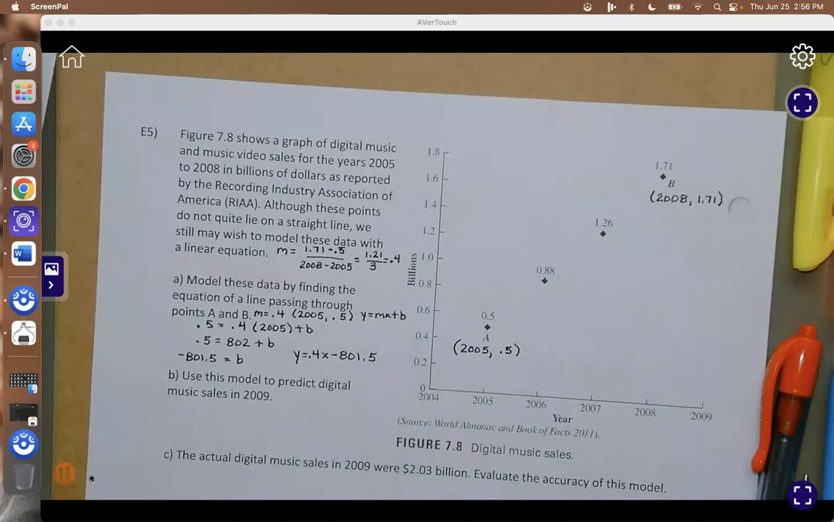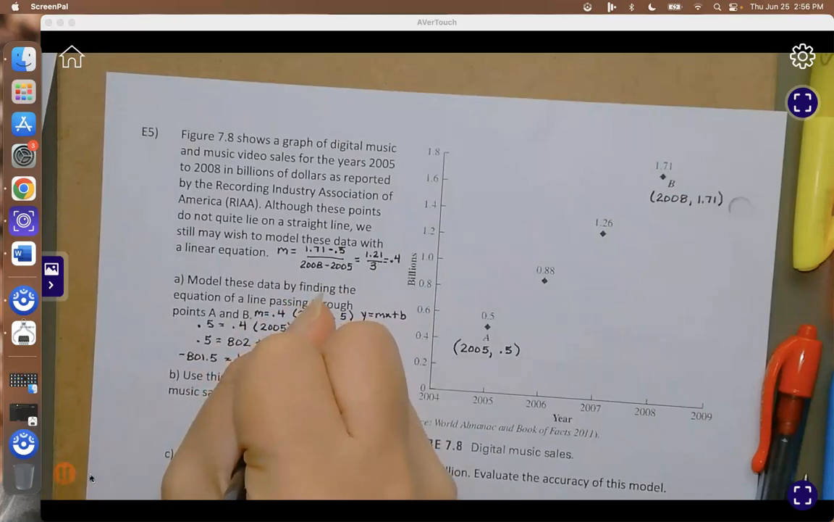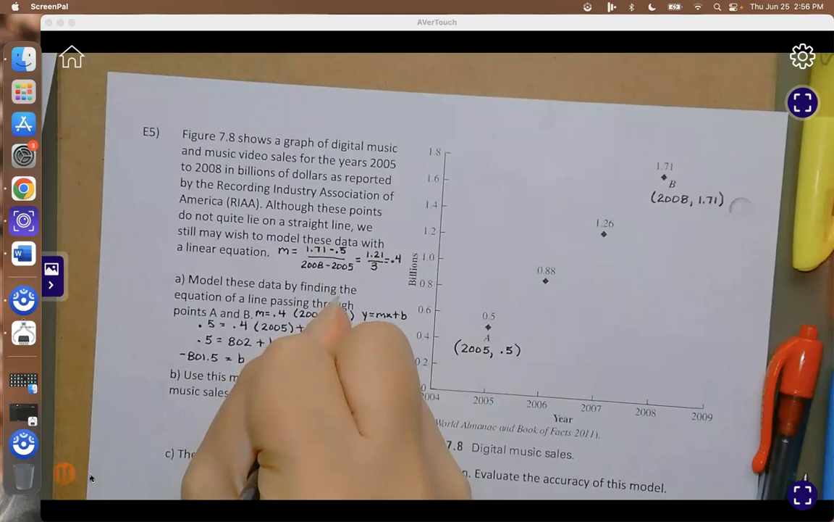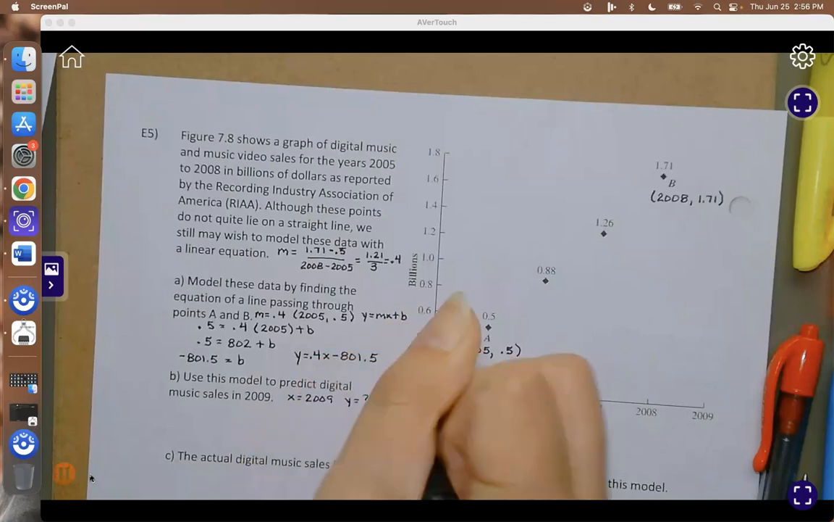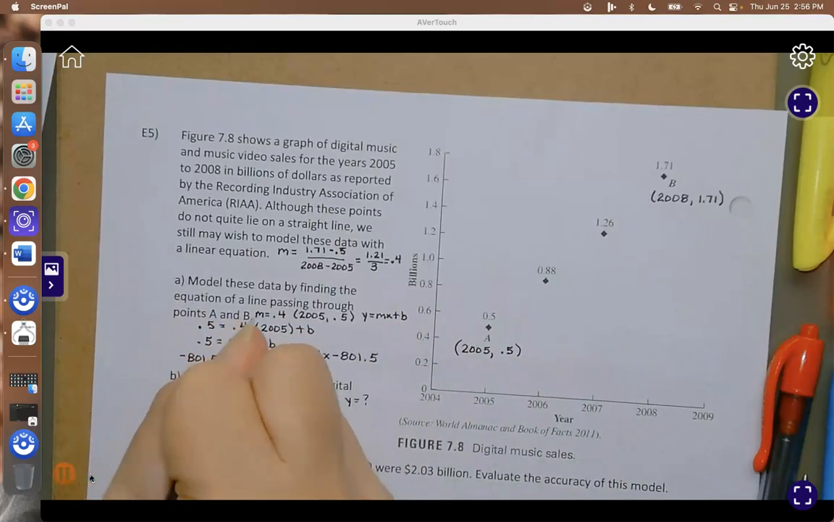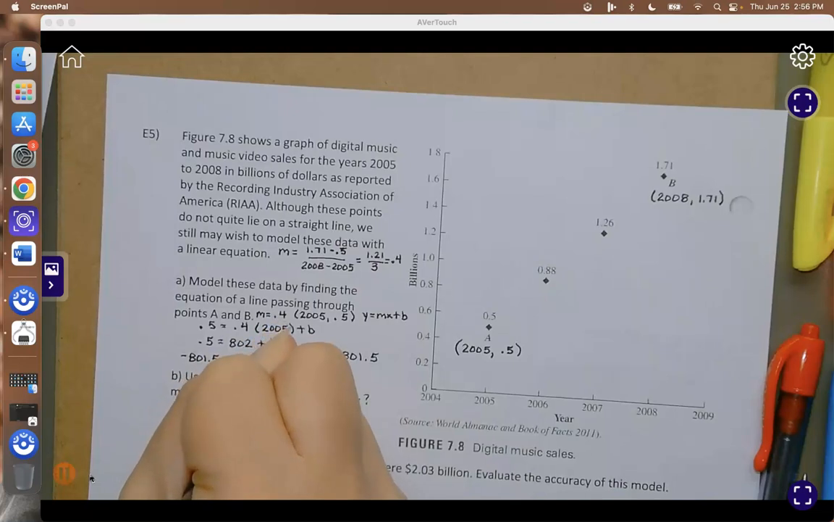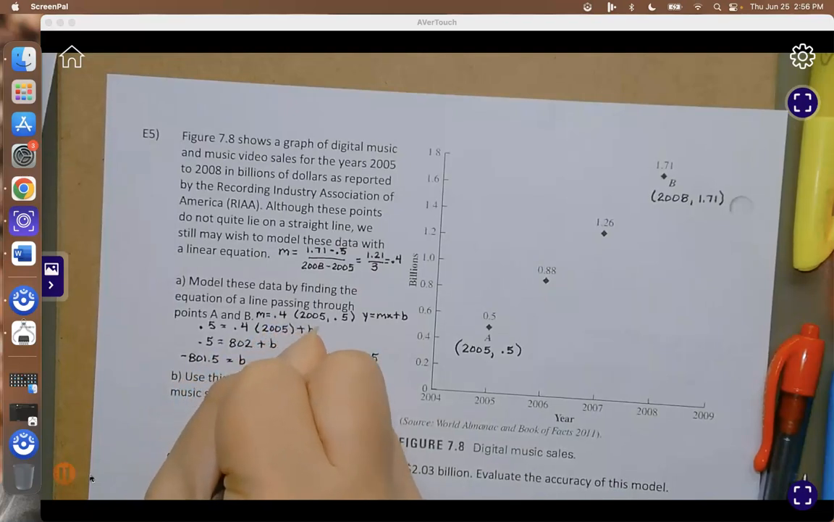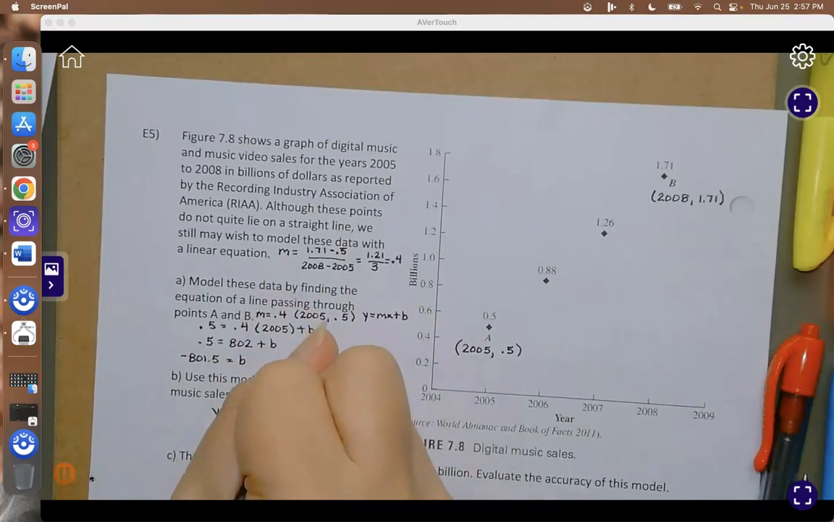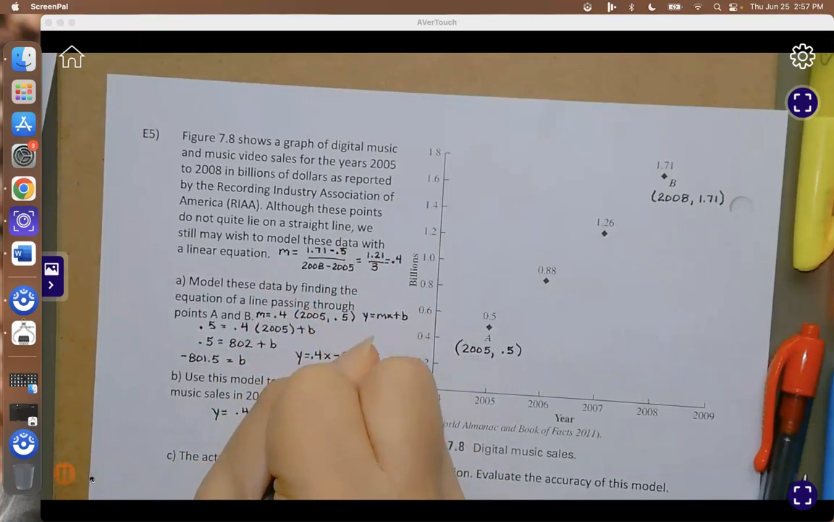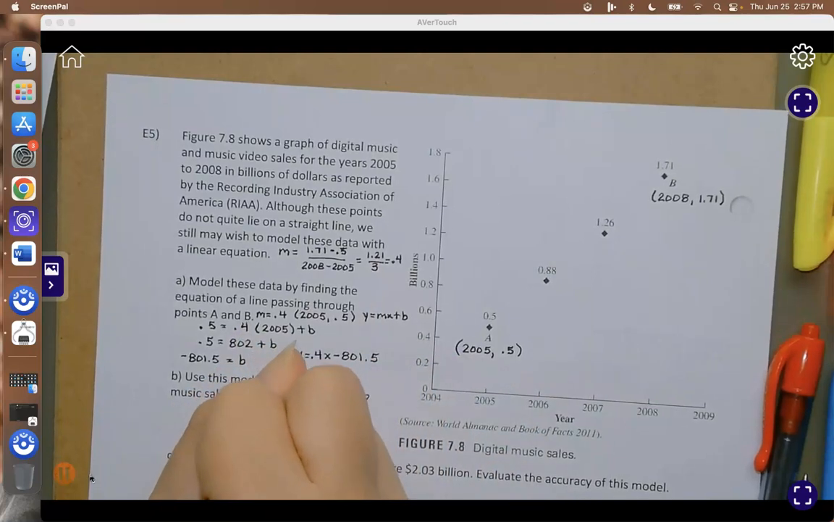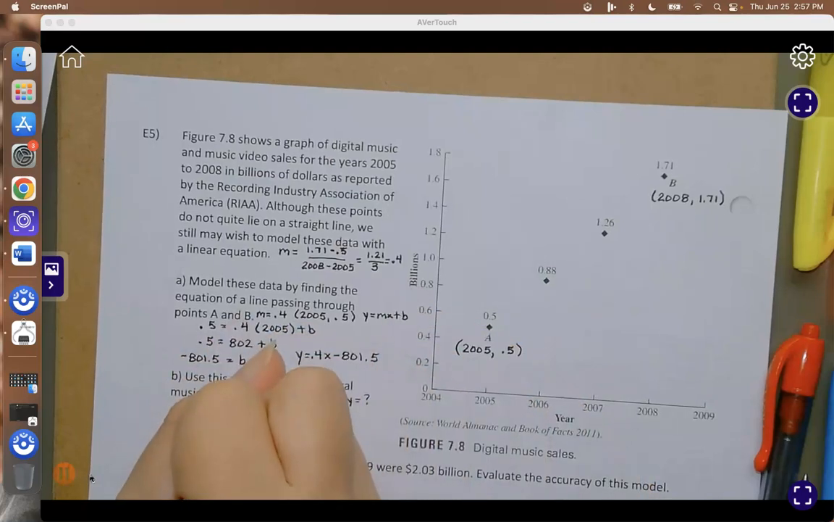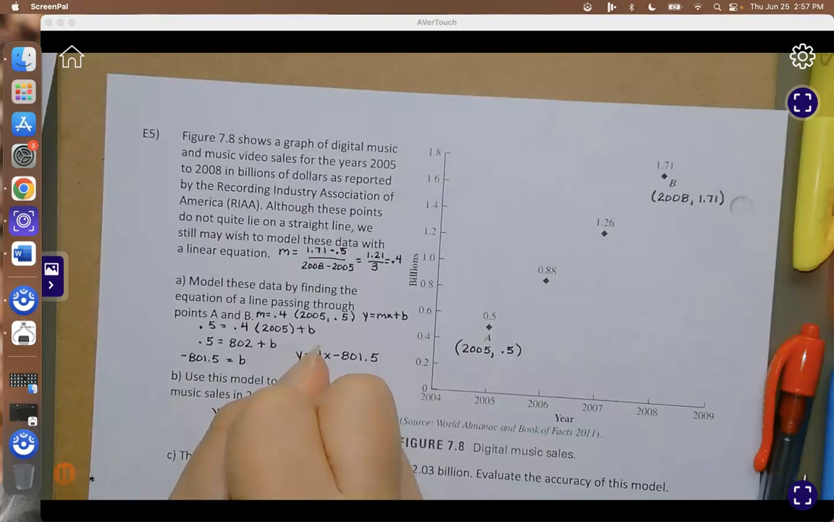Then it says use this model to predict music sales in 2009. So we know that X is our year, so we want to know when X is 2009, what is Y? So Y equals 0.4 times 2009 minus 801.5. When you type this into your calculator, you're going to get 2.1, and this is in terms of billions. So this is $1 billion.